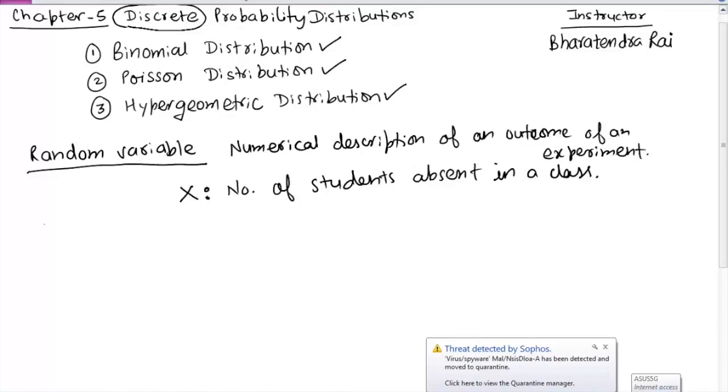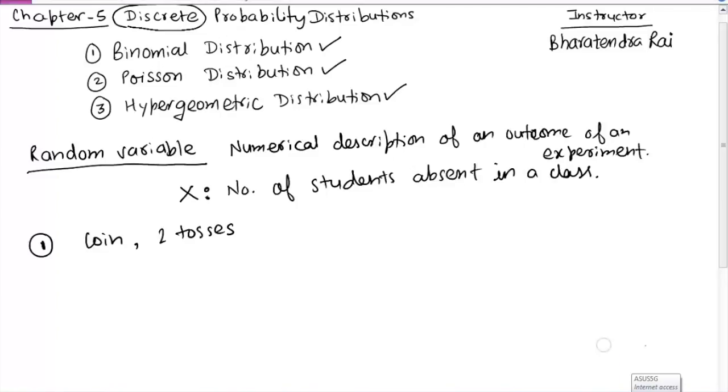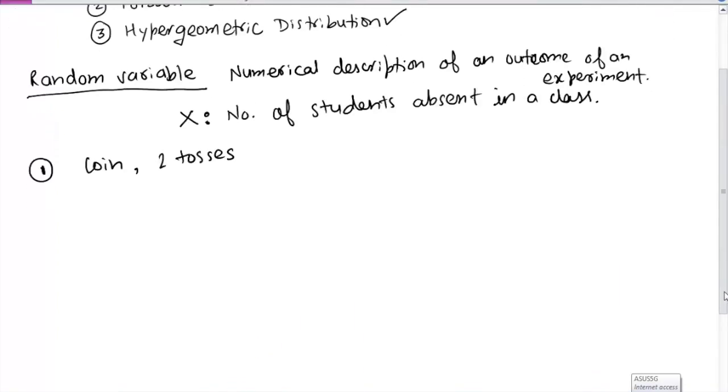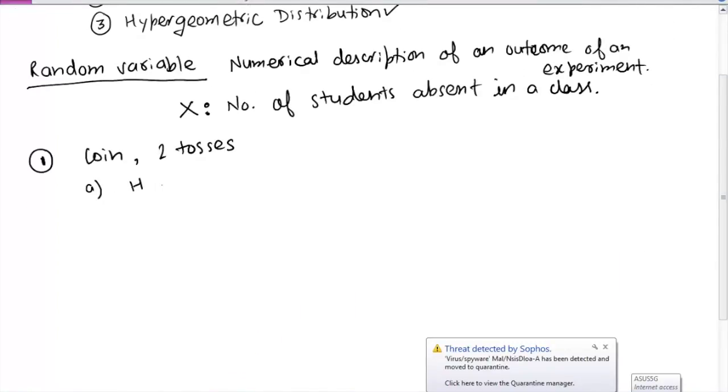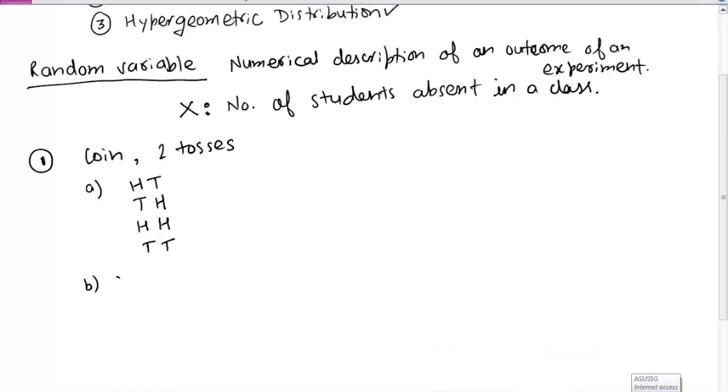Let's take one example of a coin, and we consider two tosses. If we have to list down outcomes of this experiment, it could be head and tail. First one is head, second is tail, or it could be tail head, or both of them are head, and the fourth one is both are tails. In this situation, we can define a random variable X as number of heads on two tosses.